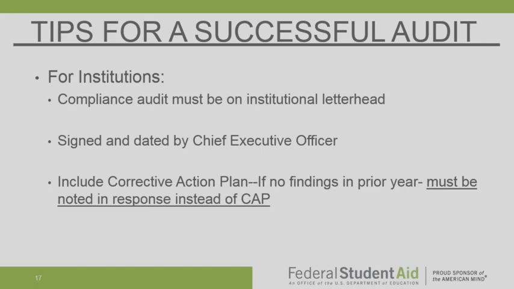So a couple of things that you may overlook. The institution's compliance audit has to be on institutional letterhead and signed by your president, chief executive officer, or vice chancellor. And it has to include the corrective action plans. And as we already discussed, if you didn't have a corrective action plan for last year, you have to note that, if you didn't have any findings for the prior year.